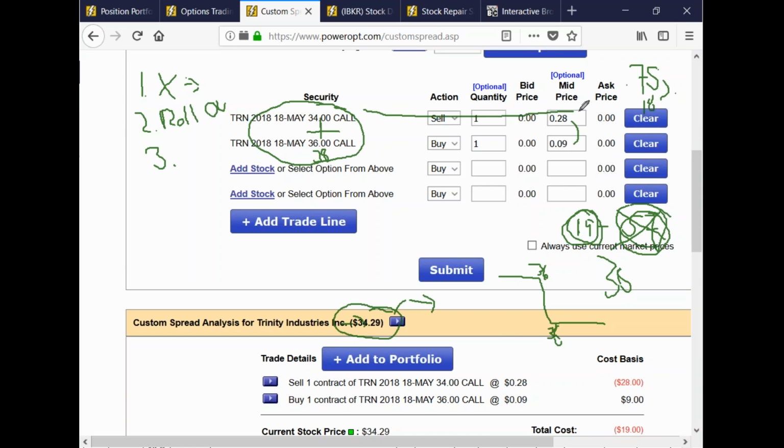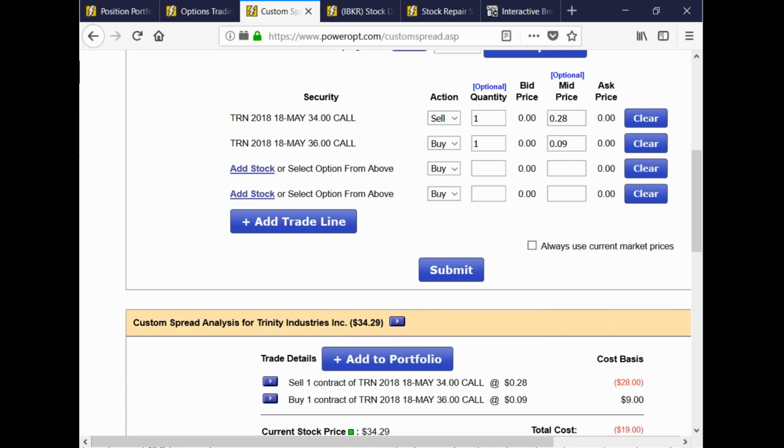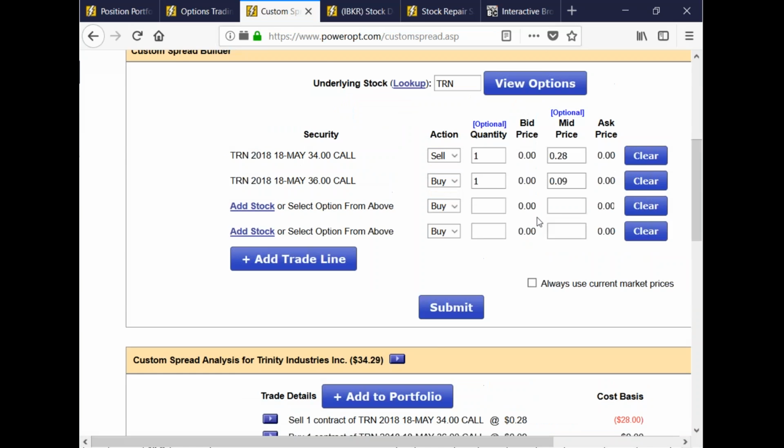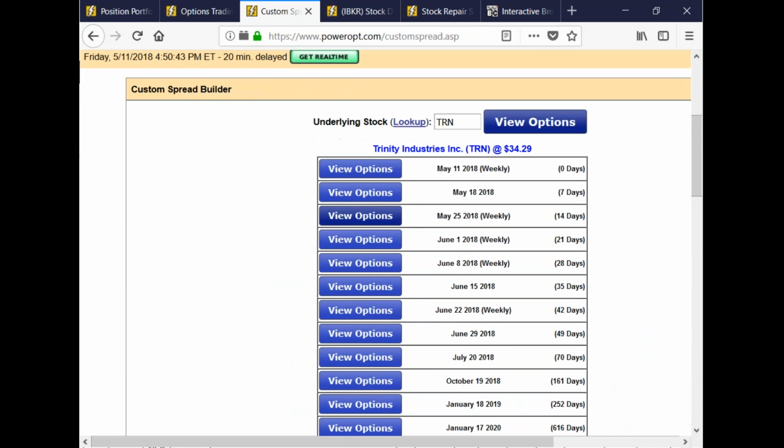I can buy to close the short, and sell to open the next one if it's profitable. So close the short and roll up one. Don't roll both, just roll one. Again, usually you would want to have more than 5 or 6 days of time value left in order for this to work. I don't know if it's going to work, Randy, but let me take a look.